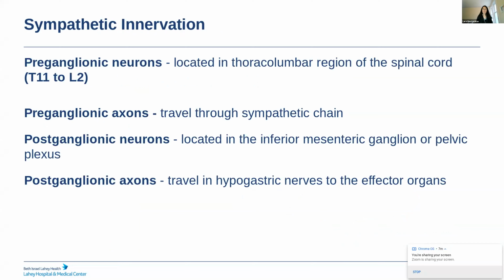So now we're going to switch gears to the sympathetic pathway. Again, there's going to be preganglionic neurons and postganglionic neurons. The preganglionic neurons of the sympathetic pathway are located in the thoracolumbar region of the spinal cord. So you need to remember T11 to L2. Those axons of the preganglionic neurons will then travel through the sympathetic chain, and then they'll target the postganglionic neurons, which are located in the inferior mesenteric ganglion or in the pelvic plexus. Then those postganglionic axons will then travel through hypogastric nerves to the effector organs.